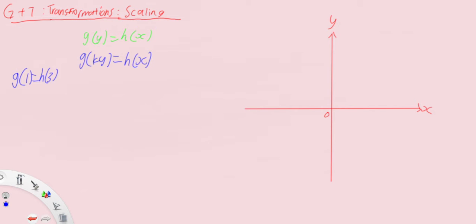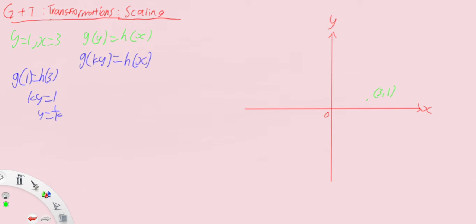So originally we had y equals 1 and x equals 3. But instead now we have ky equals 1 and x equals 3. So what now? Same thing really: if ky equals 1, we now have y equals 1 over k. So what was originally (3, 1), so let's say it's somewhere around here, is now (3, 1 over k).